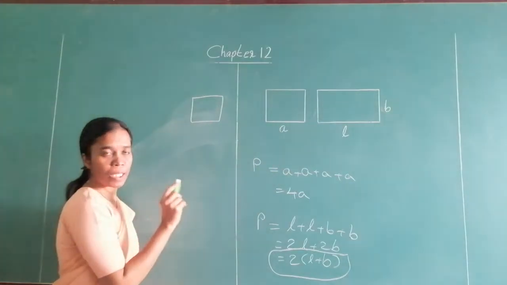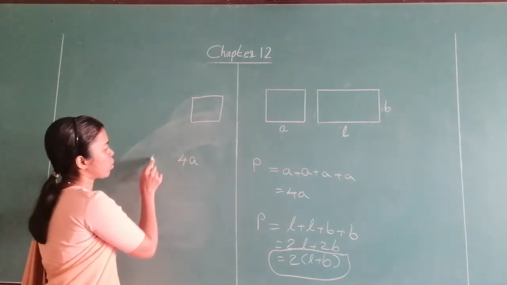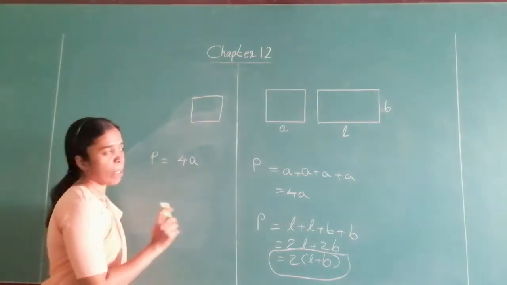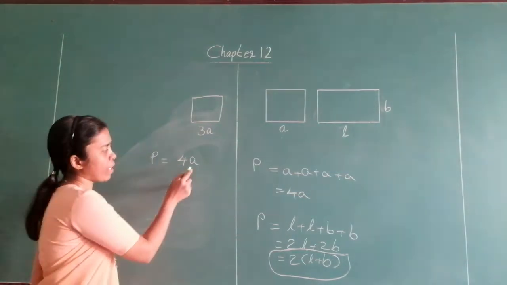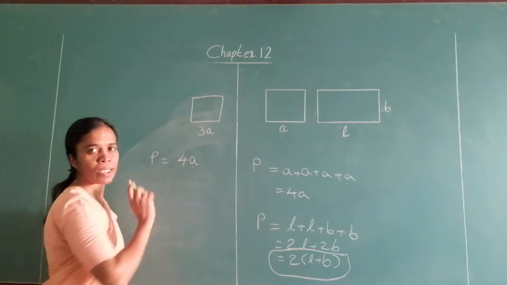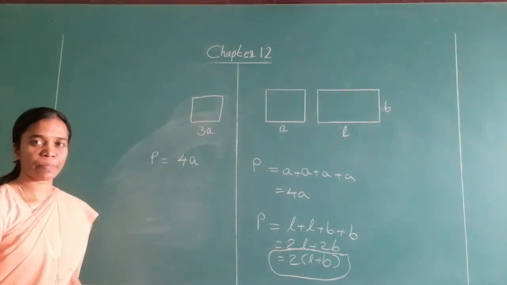Now, what did they say now? When it is A, what is the perimeter? Perimeter is equal to 4A. Now they have tripled. So now A becomes 3A. So wherever there is A, you have to put it as 3A. Okay? Now, how do we write it?